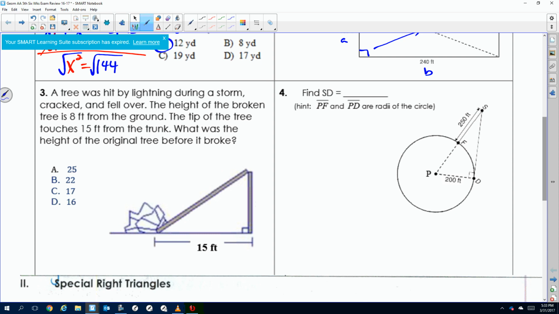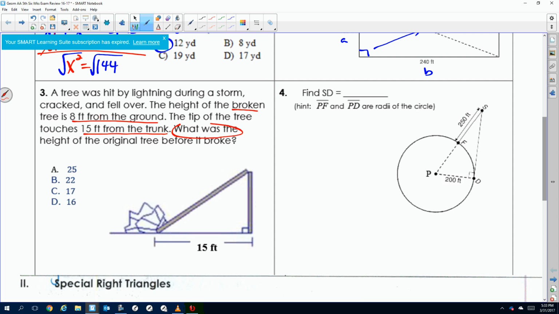So, underlining key information: the tree was hit by lightning during a storm, cracked, and fell over. The height of the broken tree is 8 feet from the ground. So the broken part is 8 feet from the ground. The tip of the tree touches 15 feet from the trunk. What was the height of the original tree before it broke?